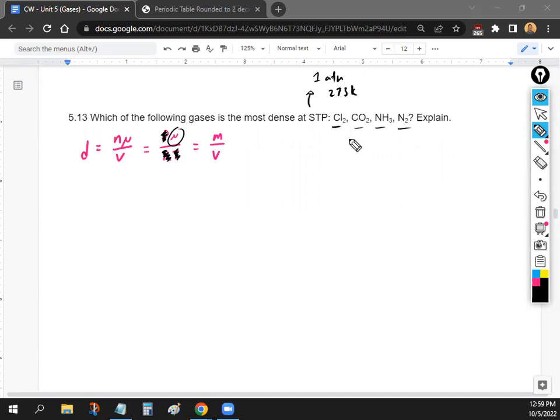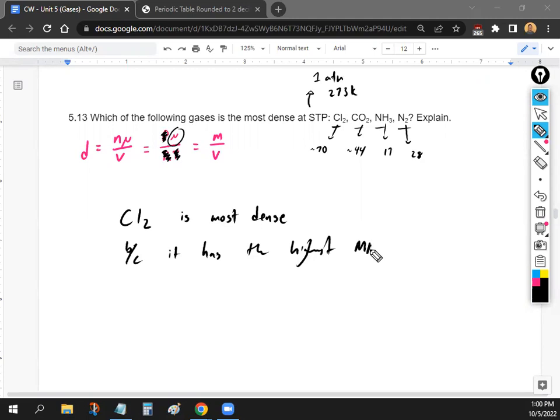And so if you take a look at these 3 gases, chlorine is what, like 70 or something like that? About 70 grams per mole. CO2 is 44 grams per mole, NH3 is 17, and this guy is 28. So what is the densest gas? Yeah, Cl2. So you can say that chlorine gas is the most dense at STP. And then we can write because it has the highest molar mass.